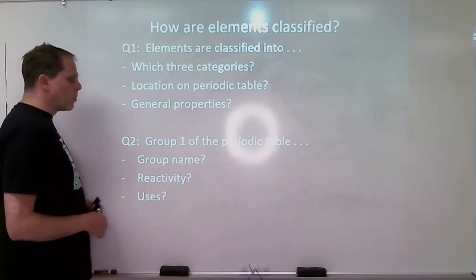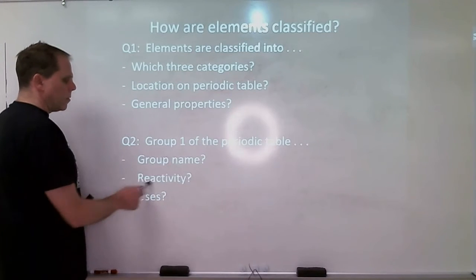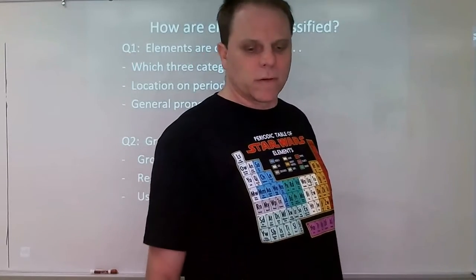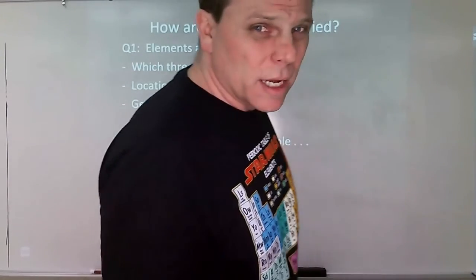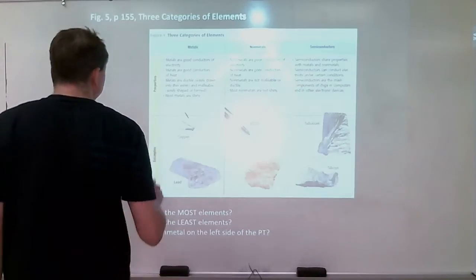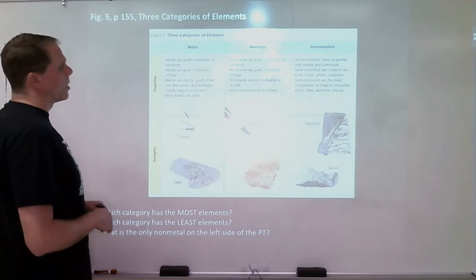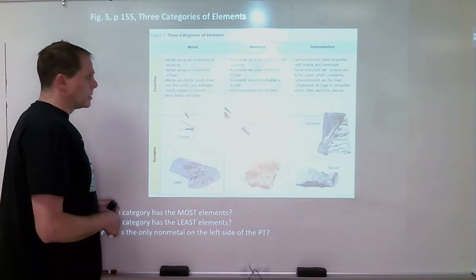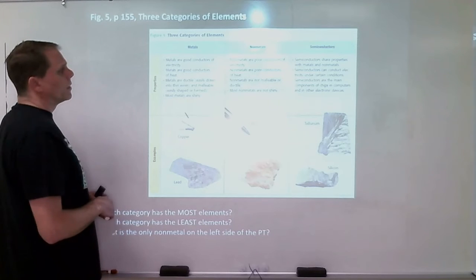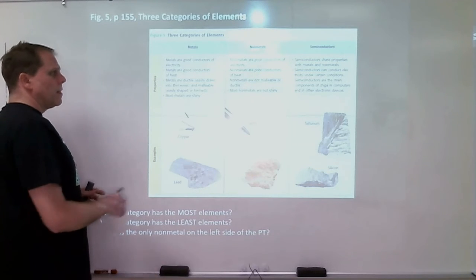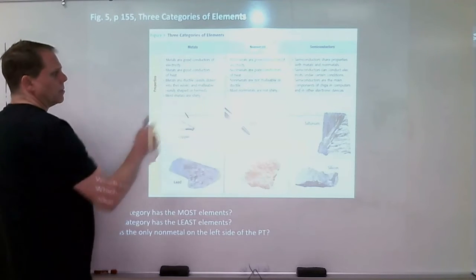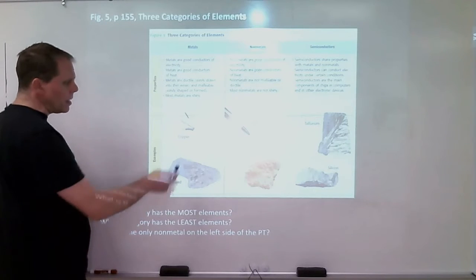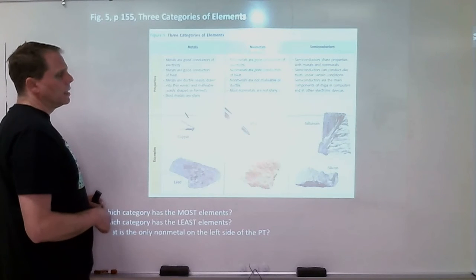And then in our group 1, what's the name? What's the reactivity? What's the uses? We're going to go into all the different names and the reactivities of all of the different elements, a little bit more into section 5.3. But let's talk about our first 3 categories. We've got our metals, nonmetals, and our semiconductors, or our metalloids. Our metals are great conductors of heat and electricity. They are ductile, they are malleable, and they are shiny for the most part, okay? Examples are like copper and lead.